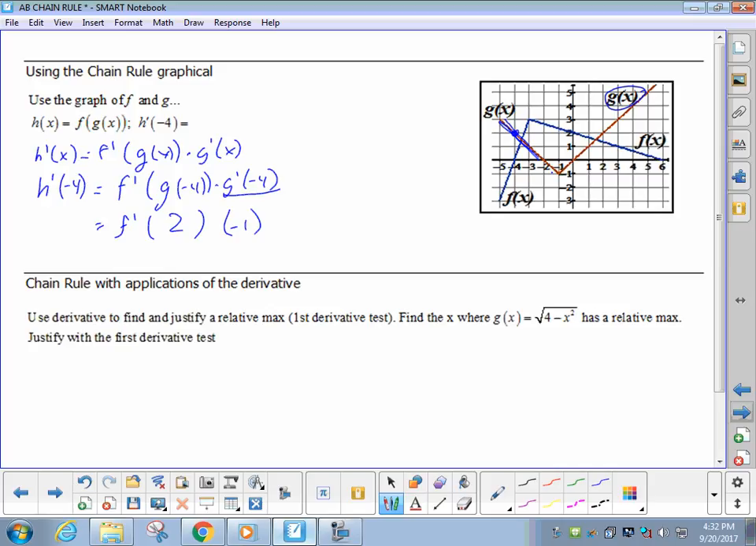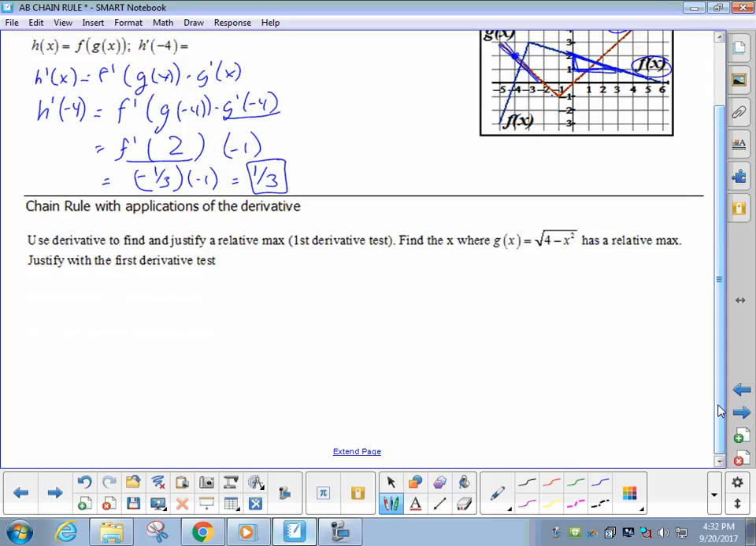Now I'm going to work on the f prime. F prime at 2 means the slope of the f graph at 2. Here's the f graph. At 2, it's going down 1 over 3. So that's a negative 1/3 slope times negative 1. My answer then is 1/3. Do you agree? Good.